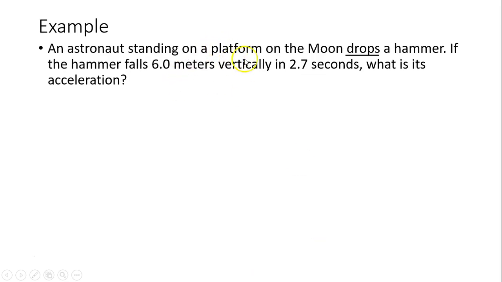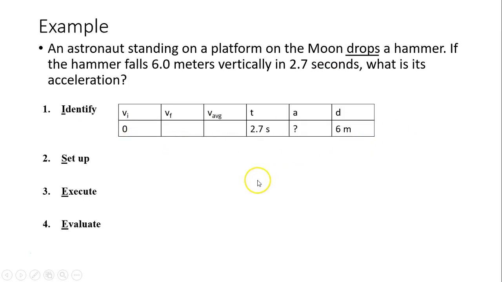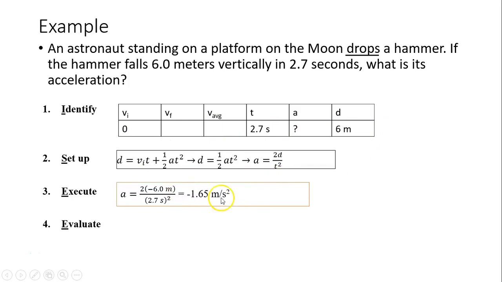An astronaut standing on the platform on the moon drops a hammer. Initial velocity equals 0. You know the time and the distance. Time is 2.7 seconds. Distance is 6 meters. Displacement should be negative 6 meters because it's falling down. What is the acceleration? So as you can see, it falls 6 meters in 2.7 seconds. So you know acceleration should be less than 9.8. So that's C. Write down what do you know? Use the equation, substitute a value. Does this make sense? It does, because that is about 1.6. That is the acceleration on the moon.